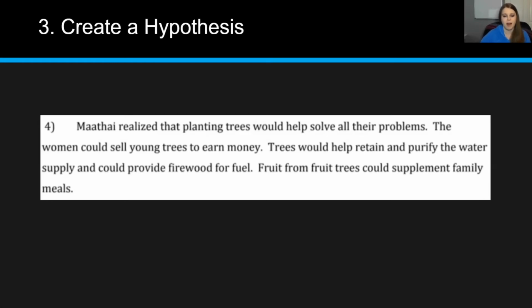And remember, a hypothesis is an educated guess about what we think will happen based on our experiment. So she starts thinking, well, they could sell the trees and earn money. The trees would retain and purify the water. They would provide firewood for fuel, and the fruit could supplement the family meals. So she creates this hypothesis of maybe these things will help the women.